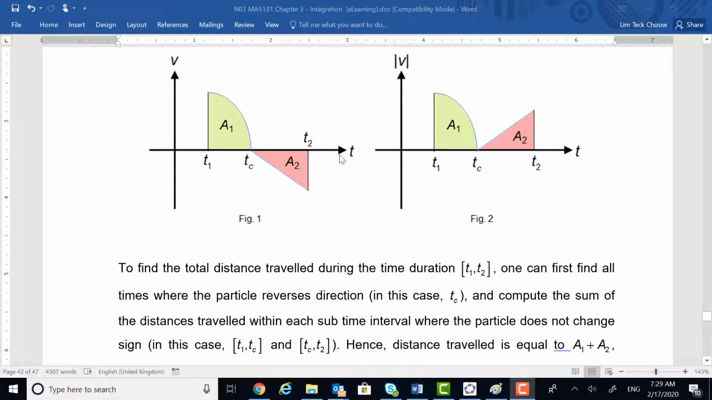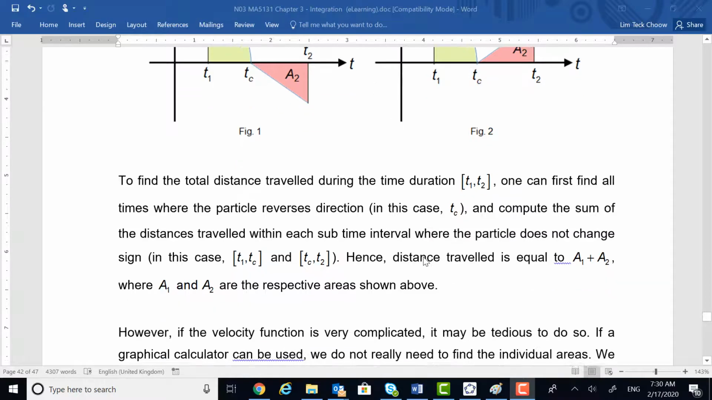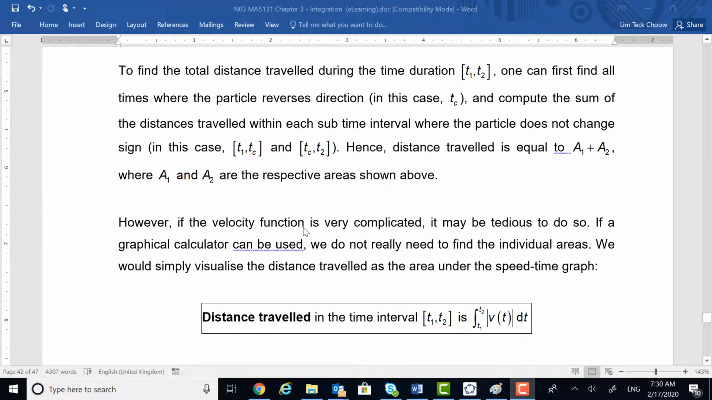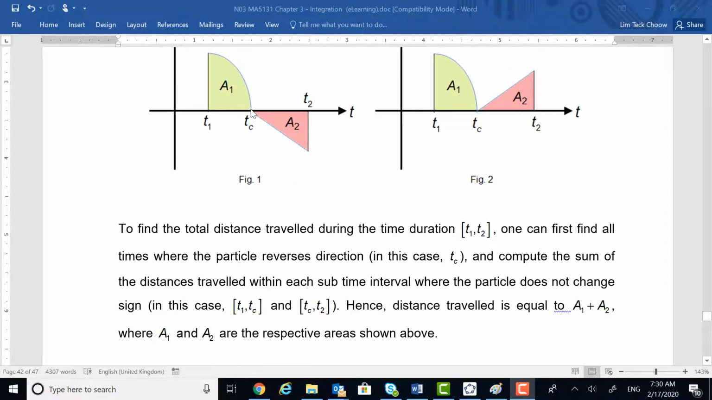So to use the vt graph to calculate distance traveled, you can find the area above and the area below separately. This requires you to find the point where it changes. However, if you have a speed-time graph, you can simply take the area from t1 to t2 to find the distance traveled. Now, if the velocity function is very complicated, it is very hard for you to look for the point where the change takes place.